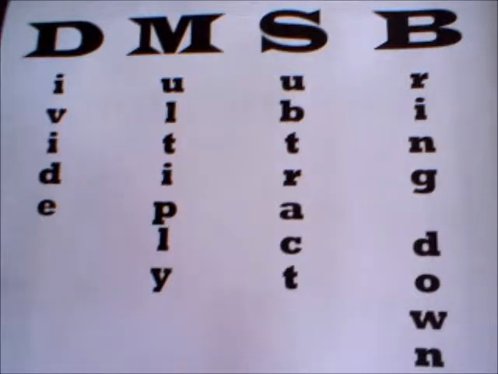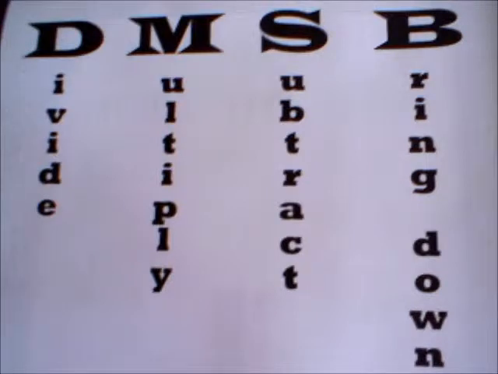Okay, the first thing that I want to talk to you about when we're talking about long division is we're going to use a kind of a formula. I refer to it as the DMSB loop. And the reason I call it a loop is because we continue to use this formula until we complete the problem. Okay? So when we do each division problem, we're going to divide, multiply, subtract, and bring down our next digit.